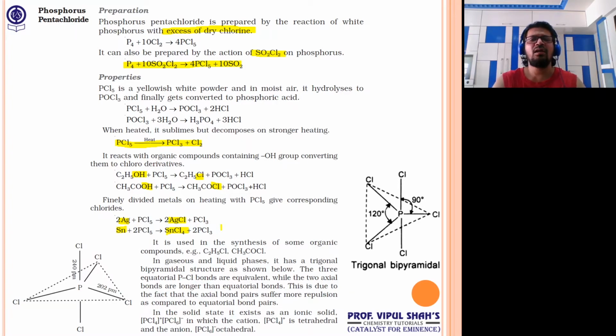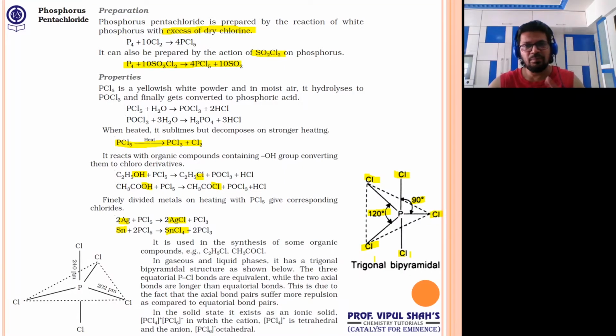Please just have a look at the structure on the right hand side. The 3 chlorine atoms, if you observe, are at the 3 corners of the triangle. That's making a trigonal planar geometry at an angle of 120. And you have 2 chlorine atoms up and down, that's called the axial bonds. That's at an angle of 90 degrees. Clear?